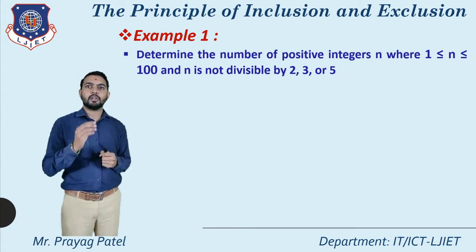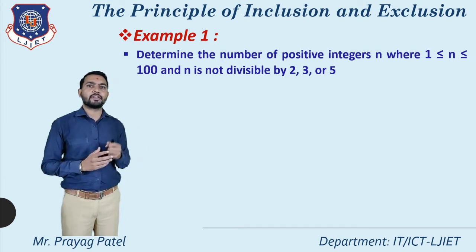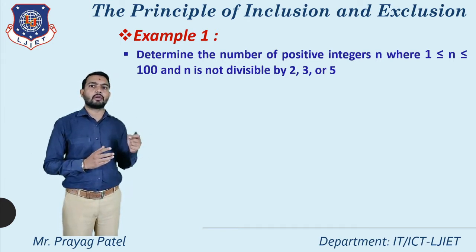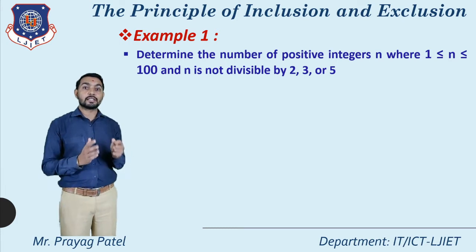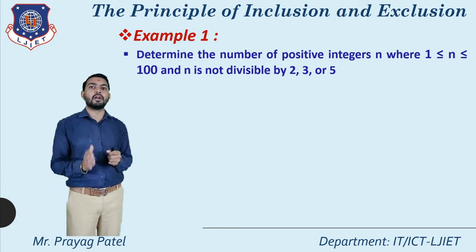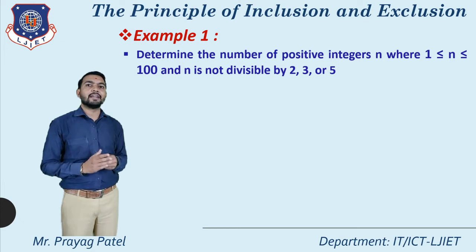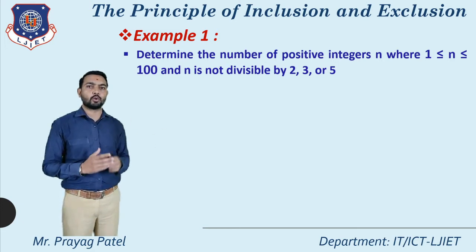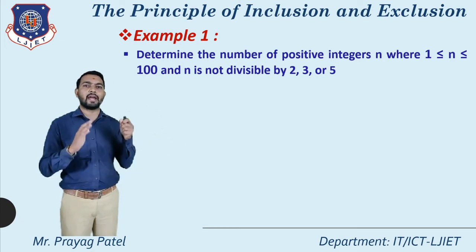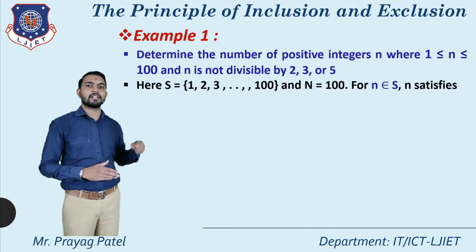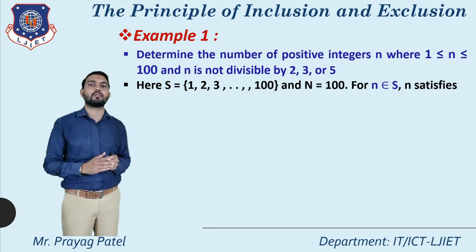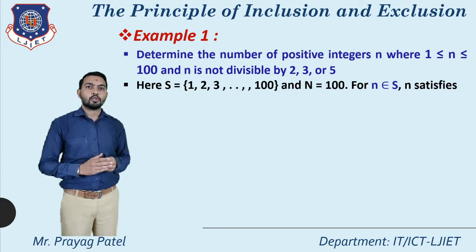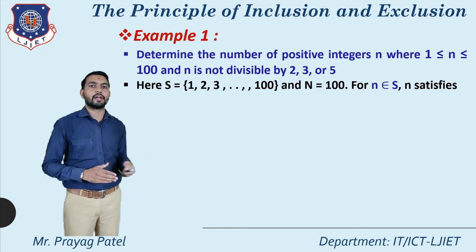Here, determine the number of positive integers n where 1 ≤ n ≤ 100 and n is not divisible by 2, 3 or 5. Now understand one thing: the total elements are from 1 to 100, and the condition is not divisible by 2, not divisible by 3 and not divisible by 5. So here consider the conditions C1, C2, C3. Now first thing, what is S? Set S equal to 1, 2, 3 up to 100. So the size of S is n equal to 100.